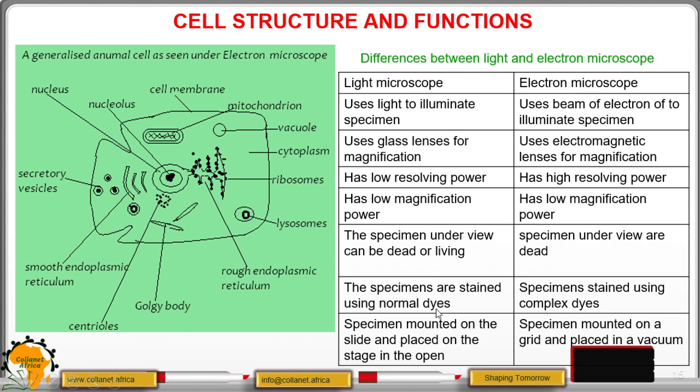In light microscope, normal dyes are used for staining, whereas electron microscope uses complex dyes for staining. In the light microscope, the specimen mounted on the slide is placed on the stage in the open, but in the electron microscope, the specimen is mounted on a grid and placed inside a vacuum.